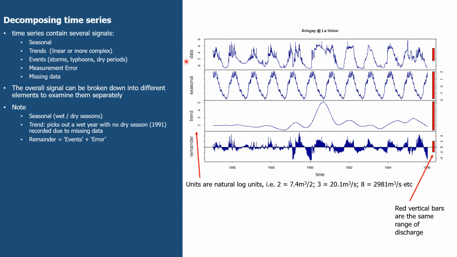So the data is very complex. The seasonality is quite consistent year to year. The trend is interesting, but be careful to make sure missing data haven't affected the results. Then the remainder tells us about things we may not have picked up. Events, dry events, wet events.